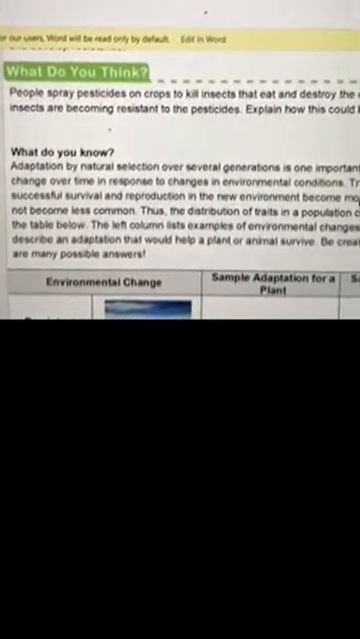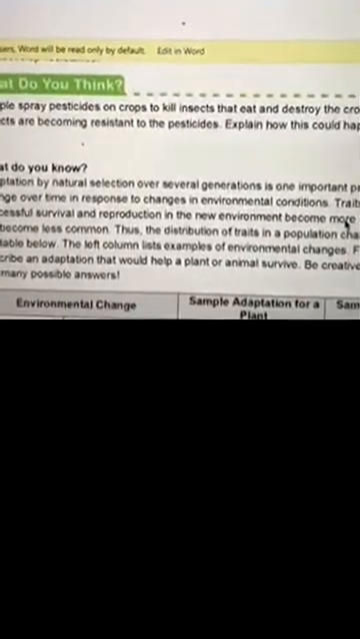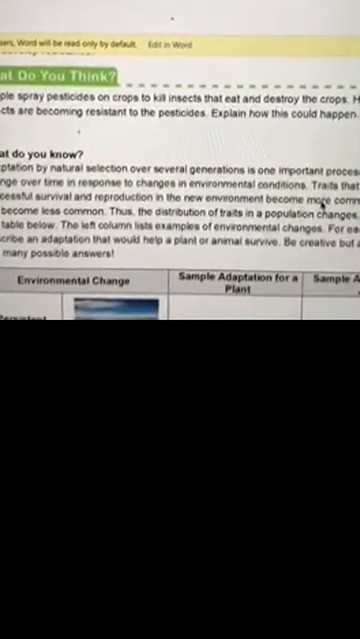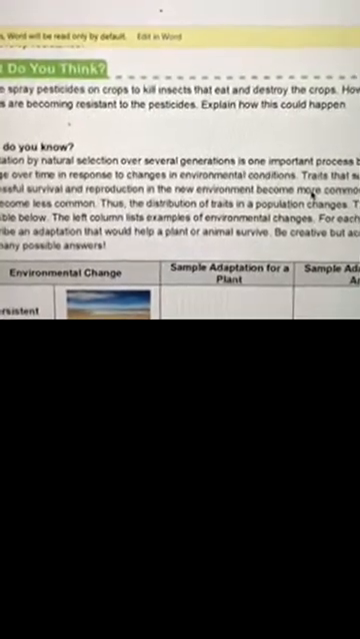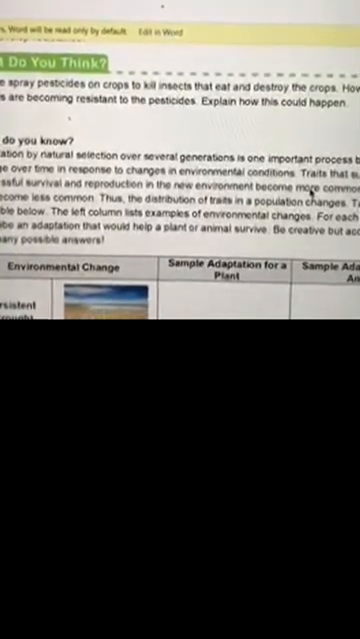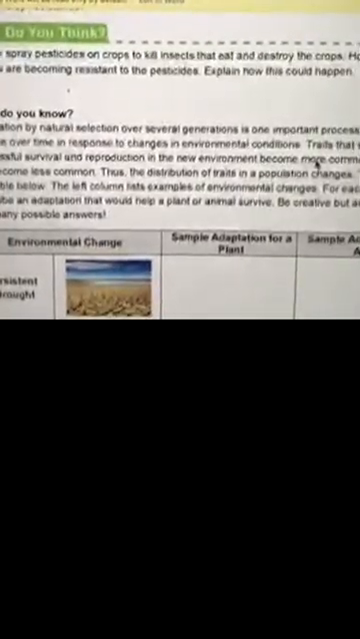What do you think? People spray pesticides on crops to kill insects that eat and destroy the crops. However, these insects are becoming resistant to the pesticides. Explain how this could happen. All right, so it's the same thing as antibiotics. We take antibiotics to kill bacteria. The farmers use pesticides to kill the insects that tend to eat their crops.